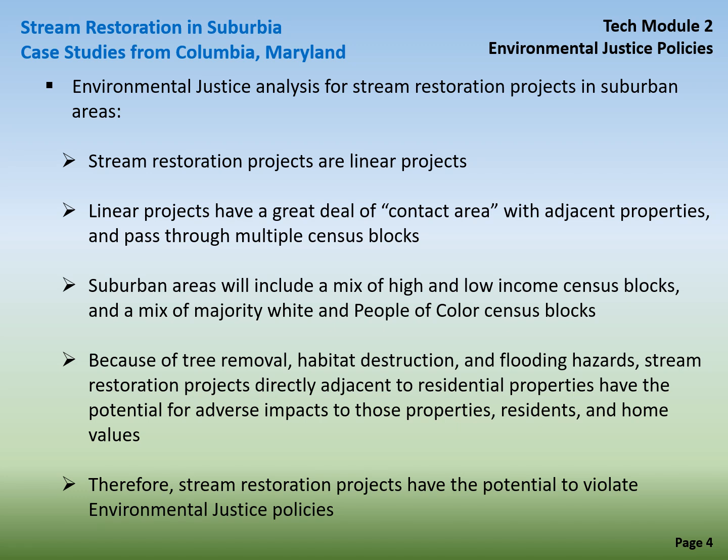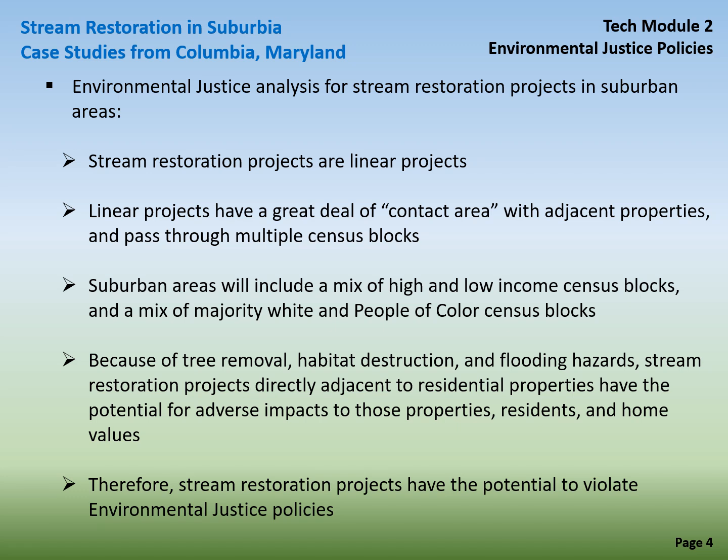So a 10-acre factory on a square piece of land may contact a few properties on its boundaries. But a 10-acre stream restoration project or linear project could contact dozens or hundreds of individual properties. And because suburban areas include a mix of high income census blocks, low income census blocks, majority white, majority people of color census blocks, the stream restoration projects have the potential to have disproportionate impacts on one or the other.